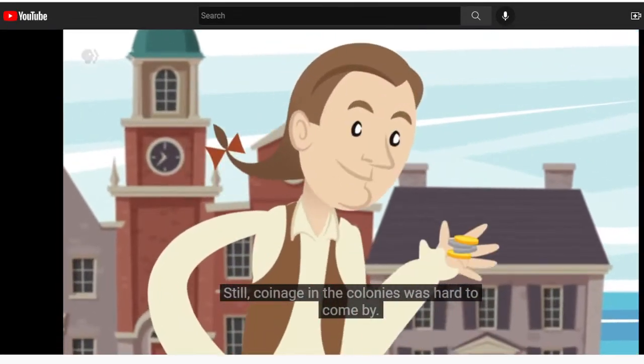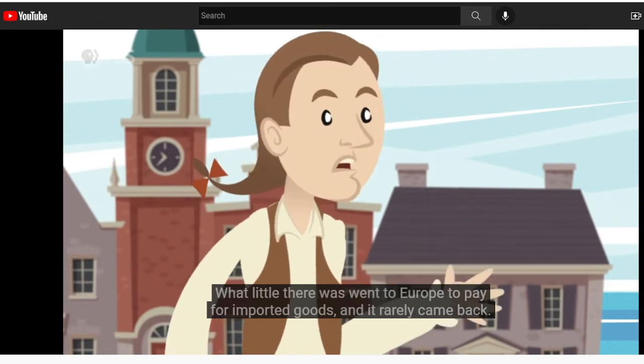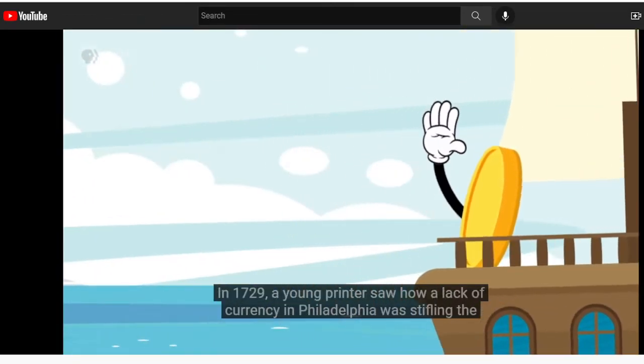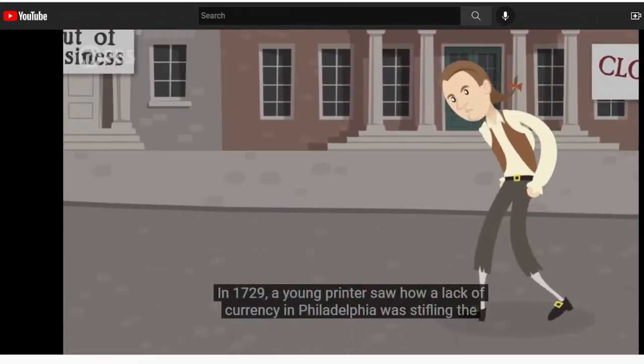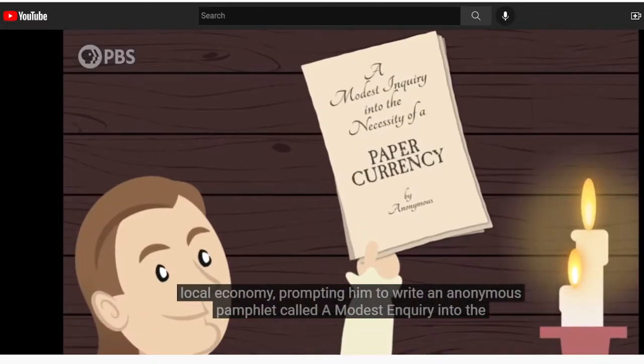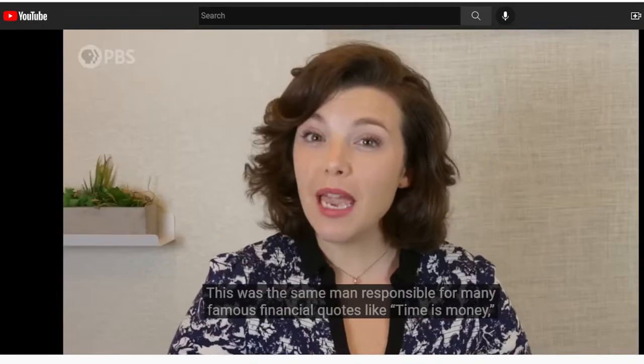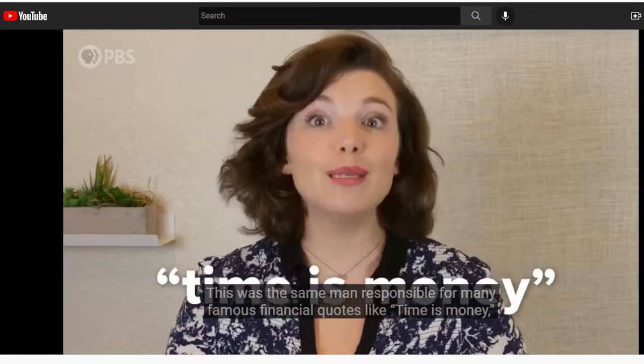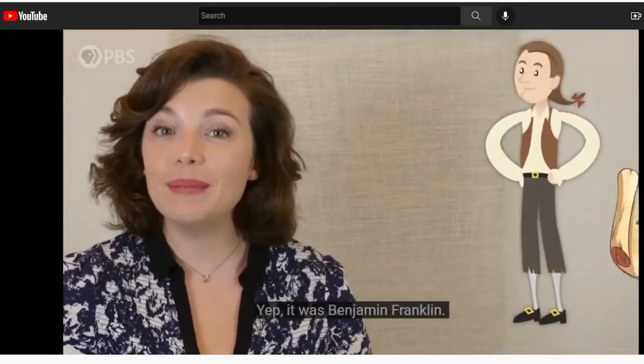Still, coinage in the colonies was hard to come by. What little there was went to Europe to pay for imported goods, and it rarely came back. In 1729, a young printer saw how a lack of currency in Philadelphia was stifling the local economy, prompting him to write an anonymous pamphlet called A Modest Inquiry into the Necessity of a Paper Currency. Ben Franklin. This is the same man responsible for many famous financial quotes like "Time is money" and "Nothing is certain but death and taxes." Yep, it was Benjamin Franklin.